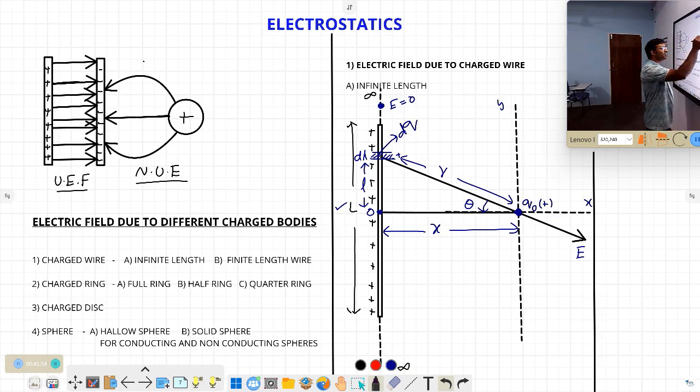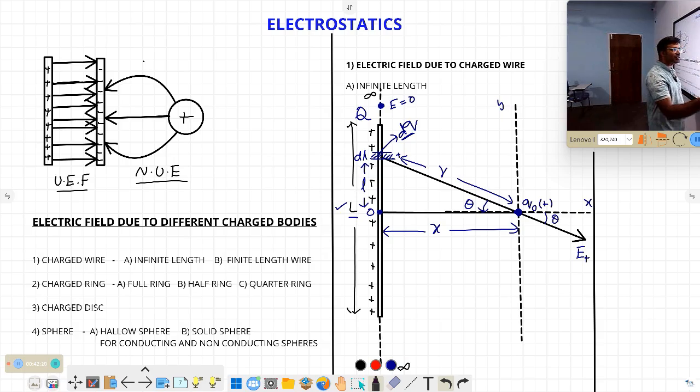The total charge of the wire you take as capital Q, because it is a charged wire. The total length of the wire is capital L. The charge on the elementary portion which I chose is equal to dq. This dq repels this q naught in this direction as electric field intensity E. That is due to a positive charge. Now according to geometry, the angle it is making, here also I can take as theta.